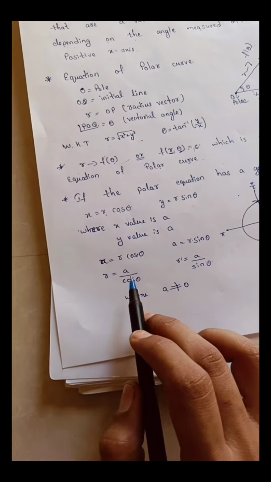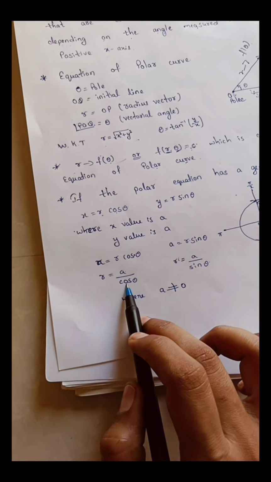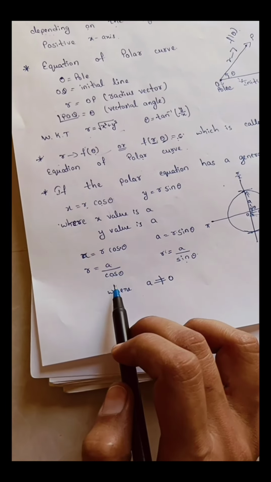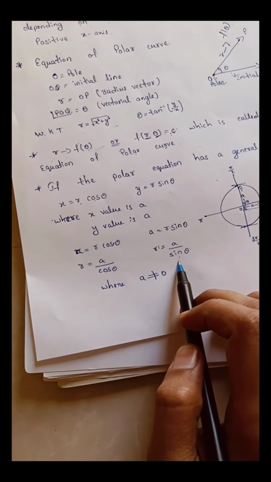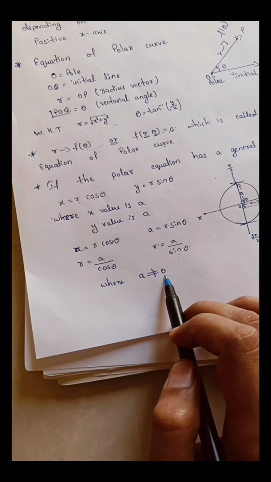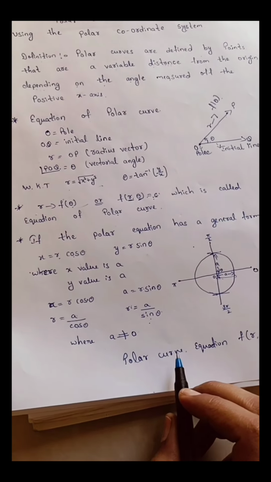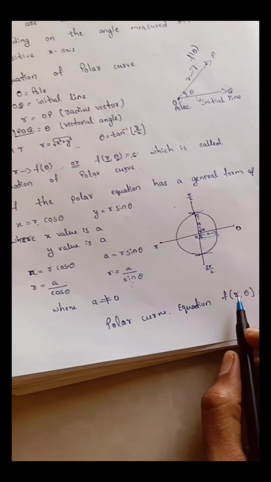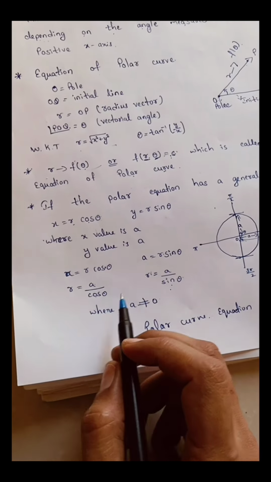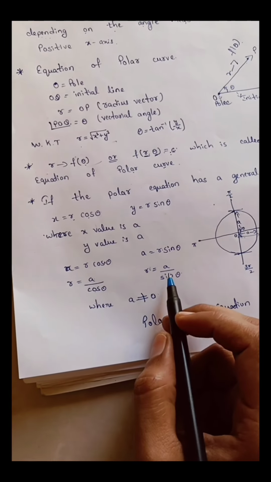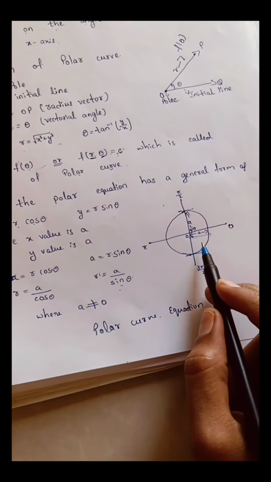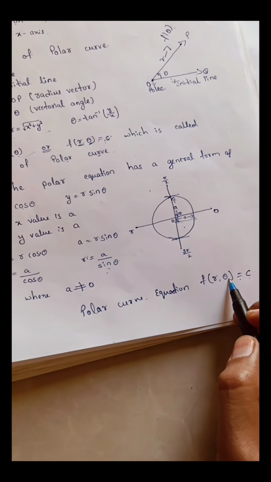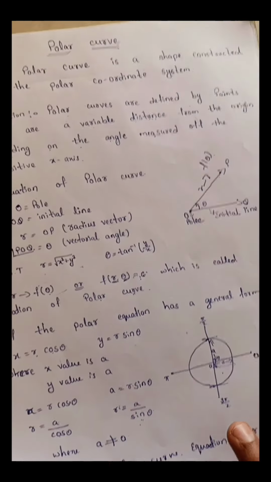This cos theta moves to this side, then the equation becomes r equal to a divided by cos theta. Here also r equal to a divided by sin theta. So the r value is a divided by cos theta and a divided by sin theta, where a is not equal to 0. Finally, the equation of a polar curve is f of r comma theta equal to c, where c means curve. Here r is defined as r equal to a divided by cos theta and r equal to a divided by sin theta. This a is the radius of the circle. Here the function is f of r comma theta. This is the equation of a polar curve.